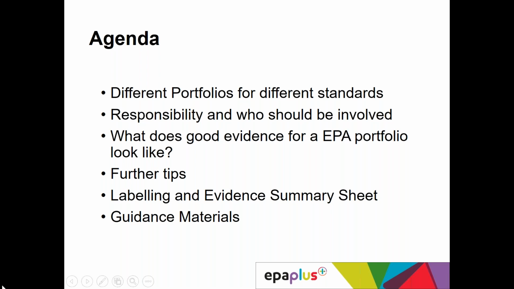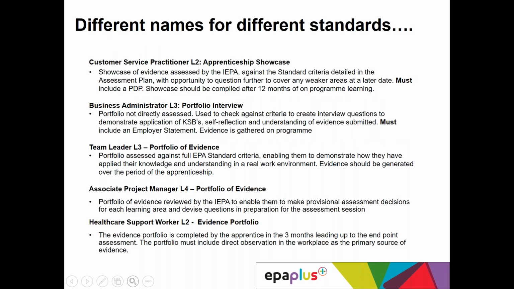So if we move on to the first part, different names for different standards. These are the standards and qualifications that we use portfolios for. So the first one at the top is Customer Service Practitioner Level 2. They're all called different names, which makes it more difficult, but there's a name for each of them.